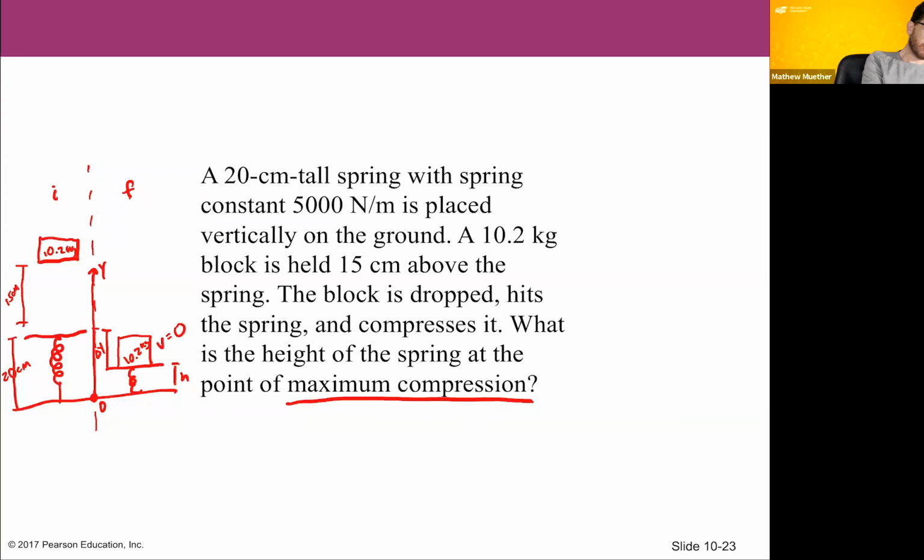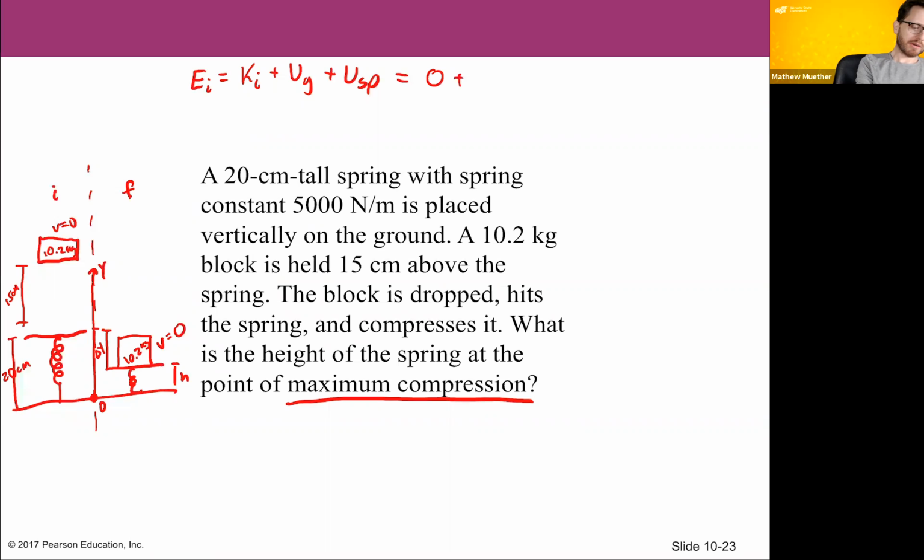Let's write down the initial energy of this system. The initial energy of the system is going to be the initial kinetic energy plus the initial gravitational potential energy plus the initial spring potential energy. Well, the block started at rest. I'm going to release it from a resting position up here. So there was no initial kinetic energy.